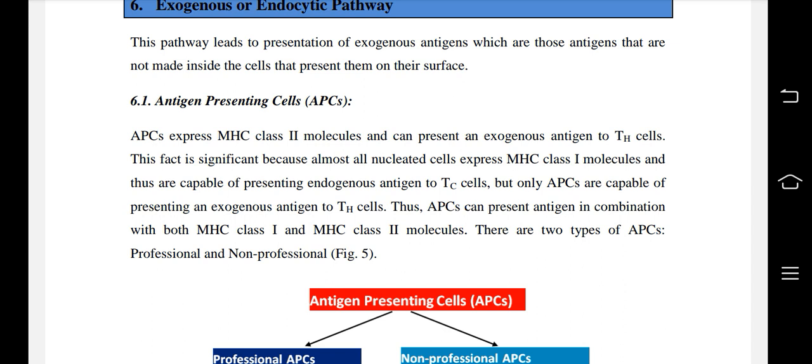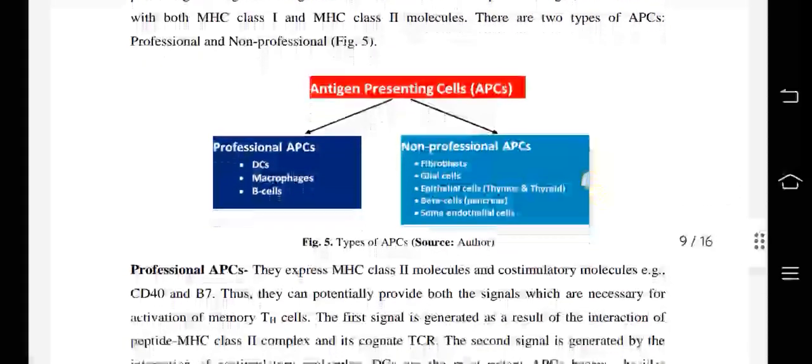This fact is significant because almost all nucleated cells express MHC class I molecules and thus are capable of presenting endogenous antigen to Tc cells, but only APCs are capable of presenting an exogenous antigen to Th cells. Thus, APCs can present antigen in combination with both MHC class I and MHC class II molecules. There are two types of APCs, professional and non-professional antigen presenting cells.